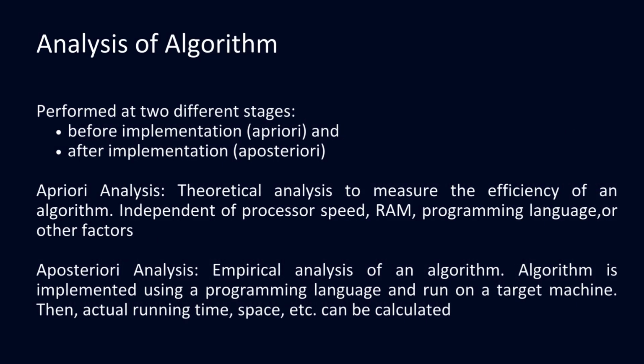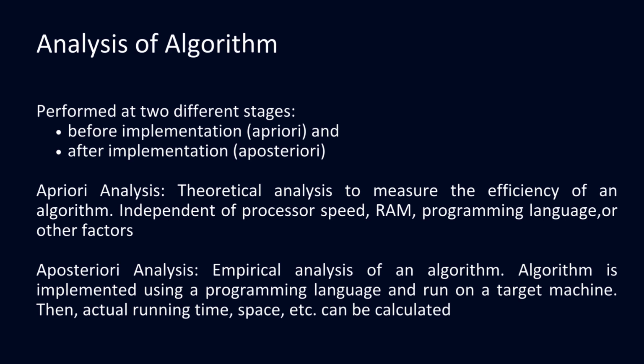Algorithm analysis can be done at two different stages. A priori, that is before implementing it, and a posteriori, that is after implementing it. First, let us understand what a posteriori analysis is. This analysis is carried out after running the program on a target machine. Through this, we can check the actual running time or space taken by the program to execute. However, this analysis is also system-dependent. If the same program is executed on a faster machine, it will take a lesser time to execute.